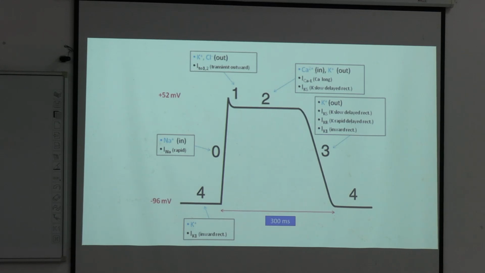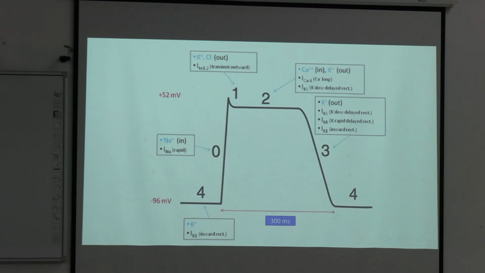So you need to practice this, you need to draw both the diagrams, and you need to remember all the phases, phase 4, phase 0, phase 1, 2 if available. In some cells phase 1, 2 not available, in some cells it is available, right? So phase 4, phase 0, phase 1, phase 2, phase 3, again phase 4, right? You need to remember the ionic basis of action potential in both the cells, okay?